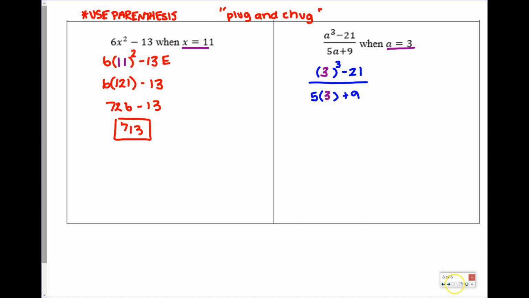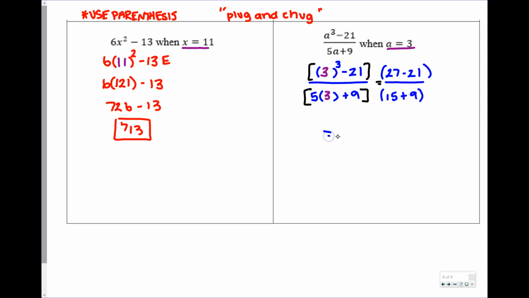Now remember, fractions have their own groups. I'm going to use brackets here to make it a little bit easier. Fractions have their own groups, one on top and one on the bottom. So we have to solve those a little bit separately. So what I'm going to do first inside my top group is the exponent. 3 to the 3rd power is 27. Again, you can double check that if you aren't sure. 27 minus 21 over, keep my bracket, over 5 times 3 is 15, and then plus 9. I did those both in one step, and that's okay.